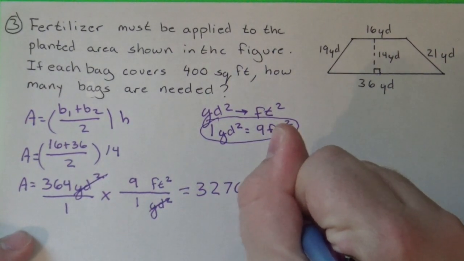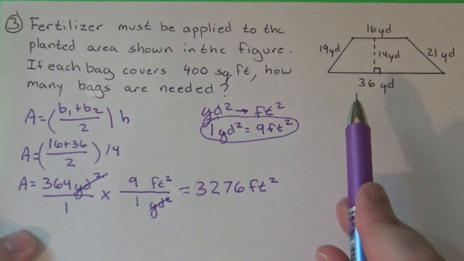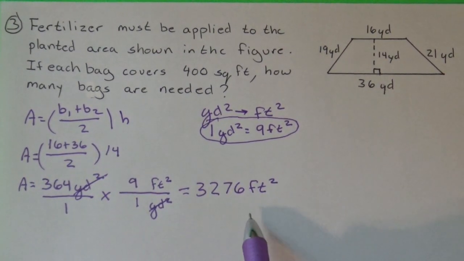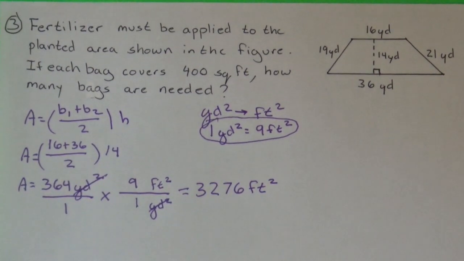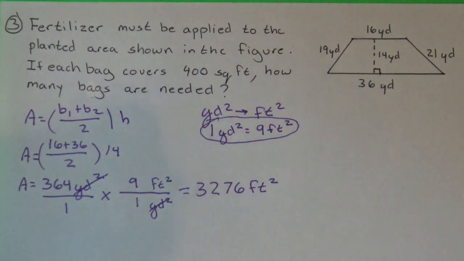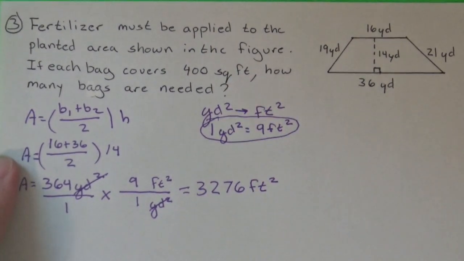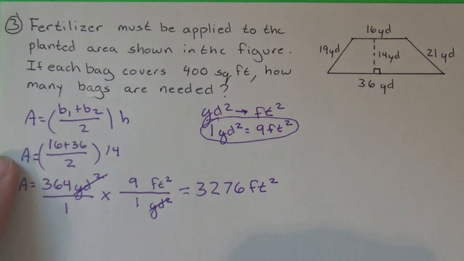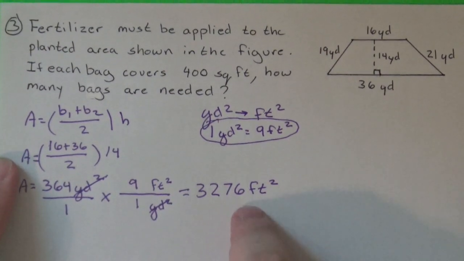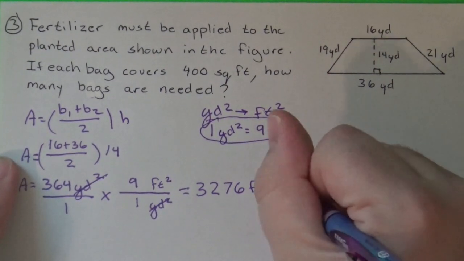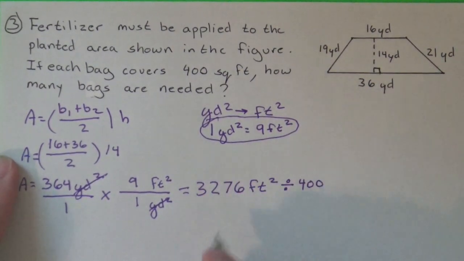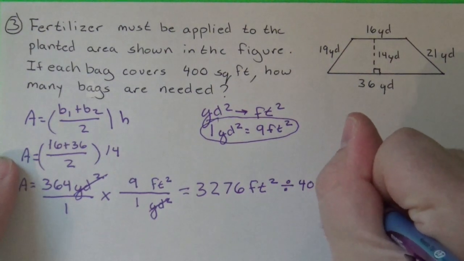3,276 square feet. So this shape, once we have converted it, we found the area in square yards, then we converted it to square feet, gives us 3,276 square feet. But this is not what the problem is asking. It's asking for how many bags of fertilizer could go in this. I know that one bag has 400 square feet. So what I'm going to do now is divide, to find out how many bags I'm going to need. So I'm going to divide this number by 400 square feet.